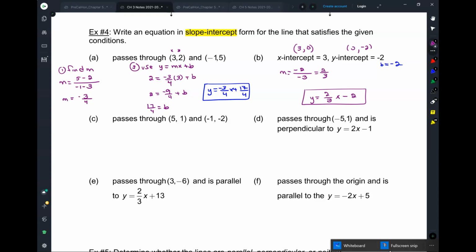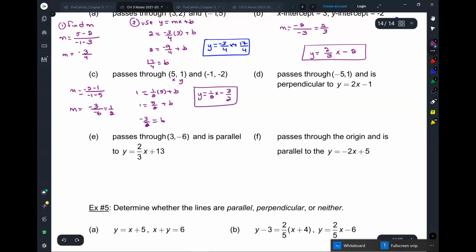Okay? All right. So next one. Passes through 5, comma 1 and negative 1, comma 2. All right, so here we go. I'm going to give you guys 2 minutes to find the slope-intercept of this one. You're going to mimic what we did in A. All right, on your mark, get set, go. I'll stop this for 2 minutes and then go back.